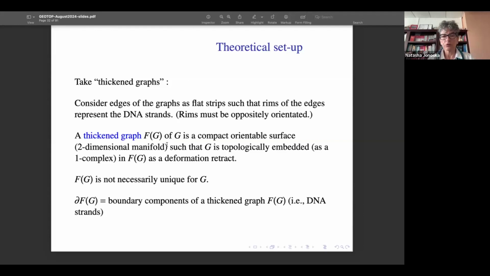So a thickened graph F(G) will be a compact orientable surface, a two-dimensional manifold, such that G is topologically embedded as a one-complex in F(G) as a deformation retract. And this structure, F(G), is not necessarily unique. Actually, there may be many. However, the boundary components of this thickened graph are the DNA strands that we want.